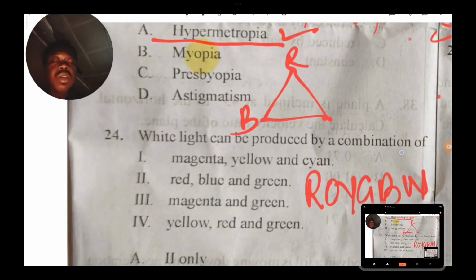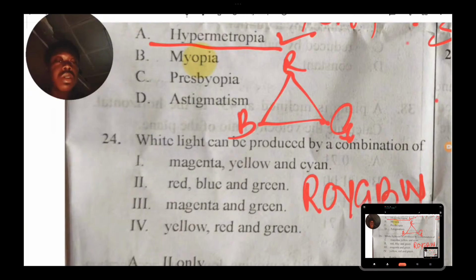Okay, and green. For secondary, we are going to have yellow here. Okay, we are going to have magenta. Where are we going to have magenta? We have our magenta here, and then we have our cyan here.